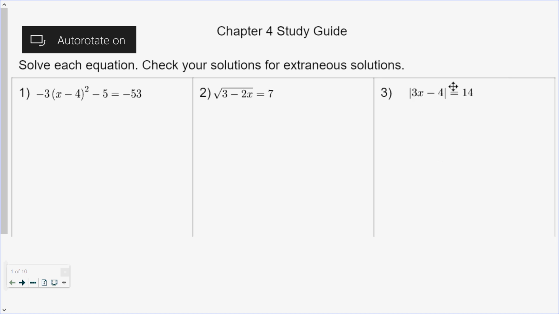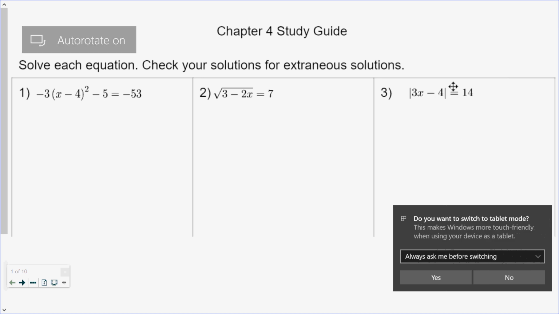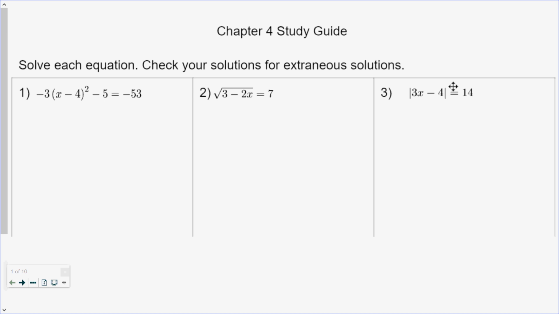Here are the answers for the Chapter 4 study guide. So, first section was solve each equation, check your solution for extraneous solutions. So we should plug everything back in to make sure it works, or you could have graphed it to make sure it worked. For the first problem, the first thing that I did was add 5 to both sides.